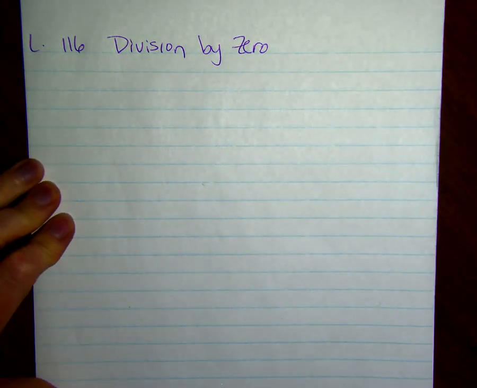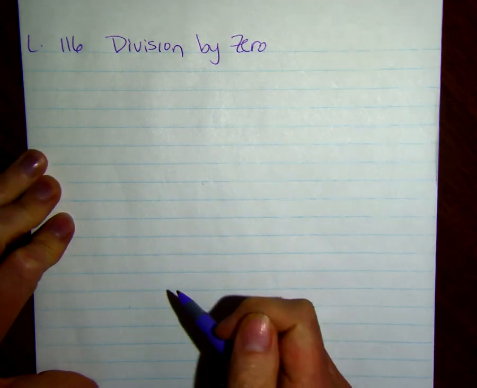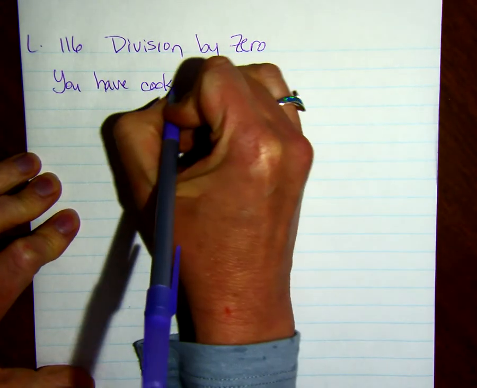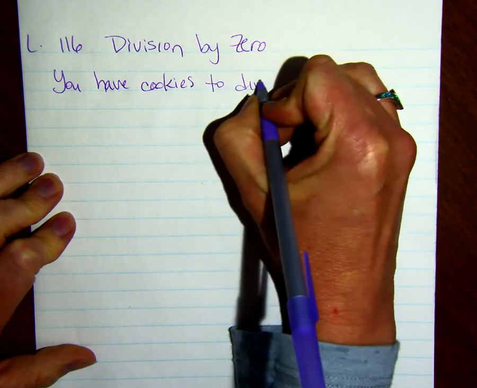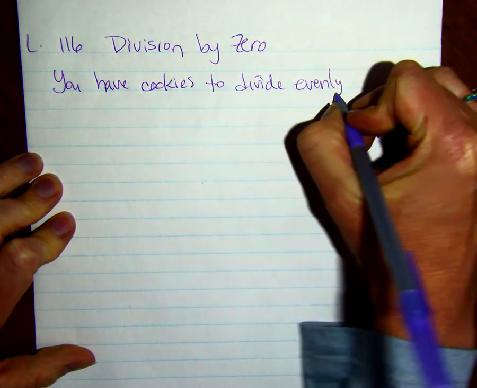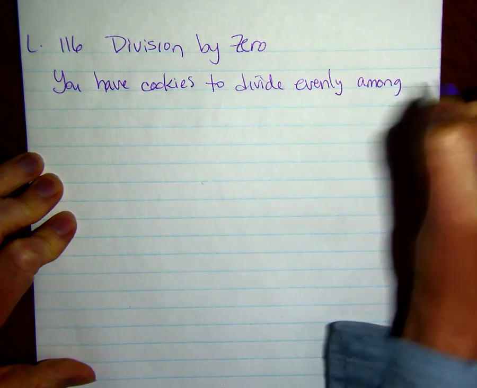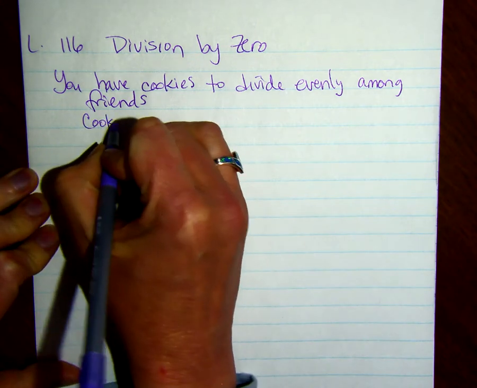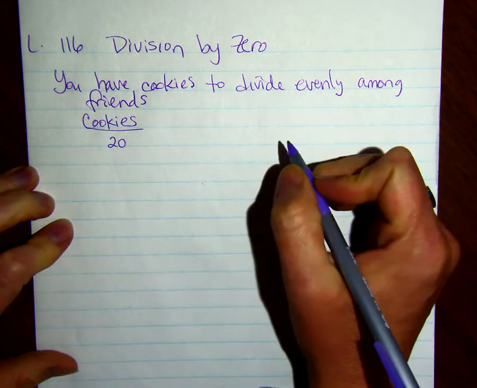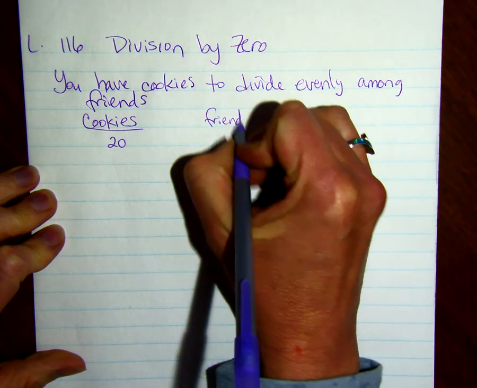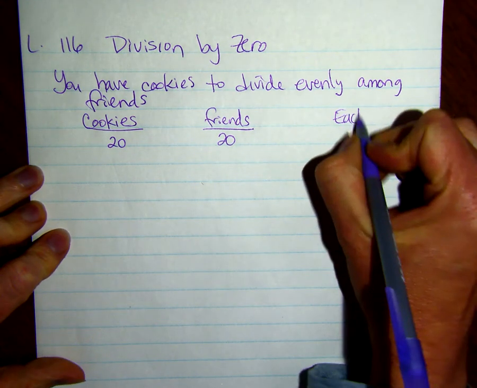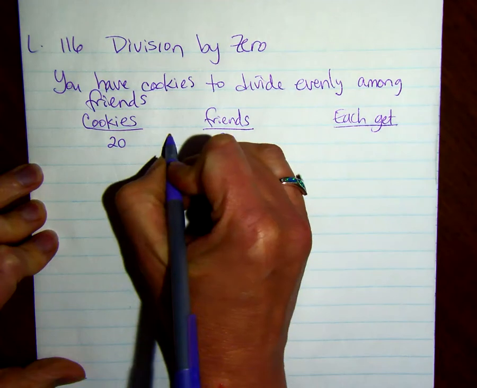So let's pretend that you have some cookies that you're going to divide evenly among some friends, okay? So we're going to say the number of cookies that you have is 20. The number of friends is 20. Then each will get how many cookies?